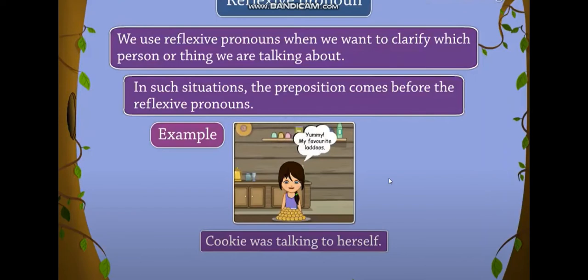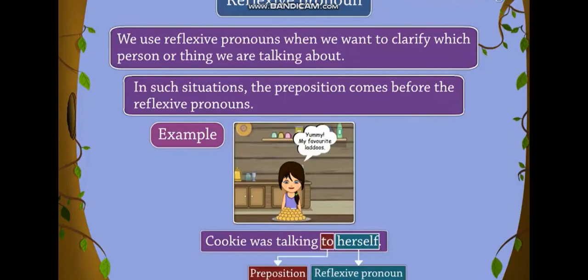Here, the reflexive pronoun herself is used with the preposition to. It clarifies that the subject Cookie and the reflexive pronoun herself refer to the same person. Also, the preposition to comes before herself.